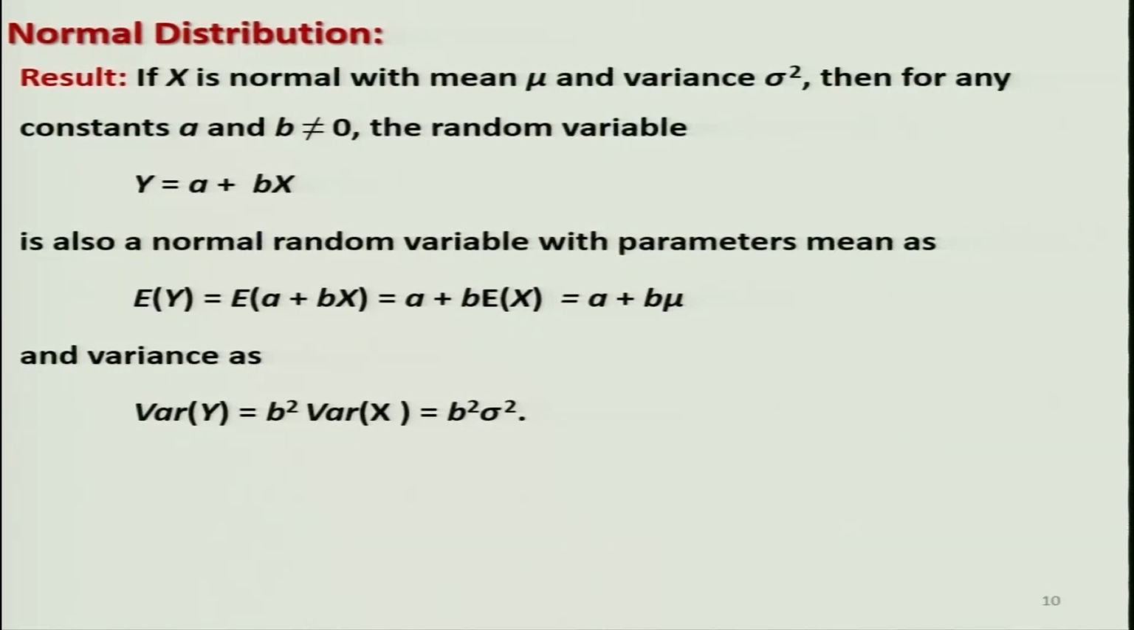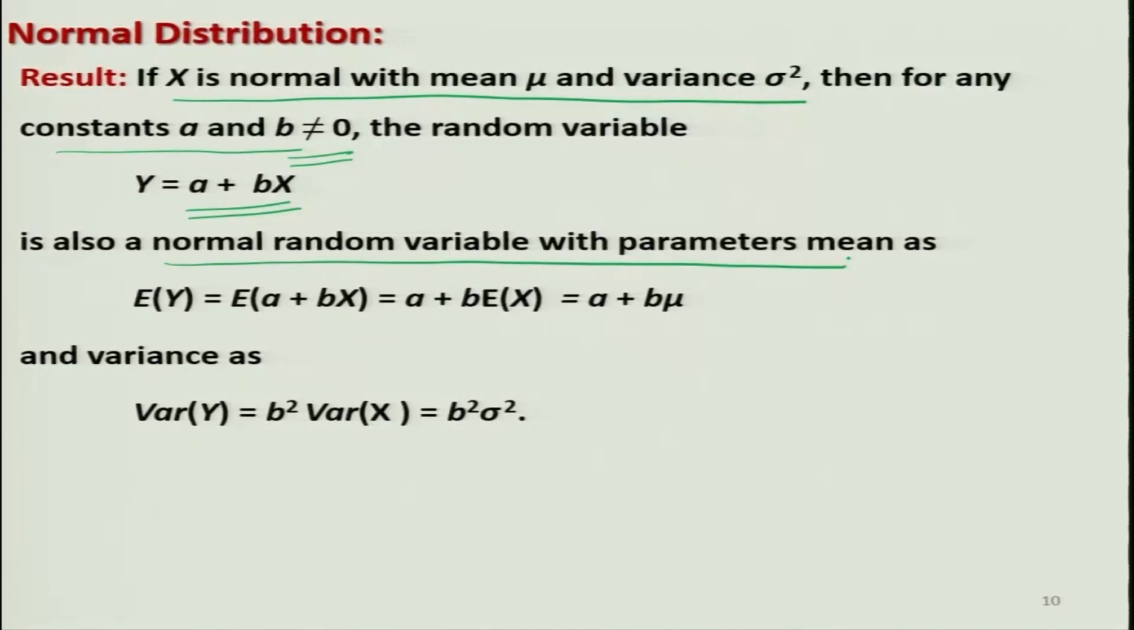Now I am going to state some results which are based on the normal mu sigma square random variable. If x is normal with mean mu and variance sigma square, then for any constants a and b, especially where b is not equal to 0, if you define a new random variable y as a plus bx, then this new random variable y is also a normal random variable, but its parameters are obtained as follows.